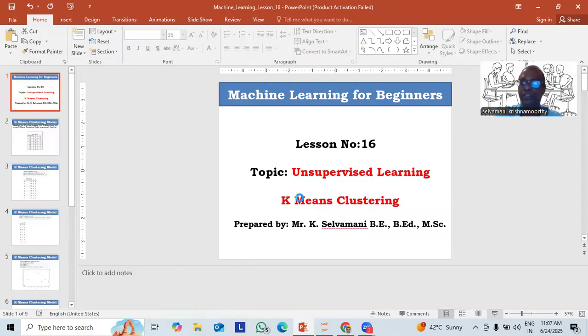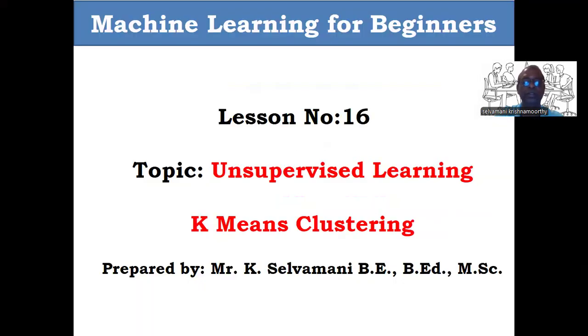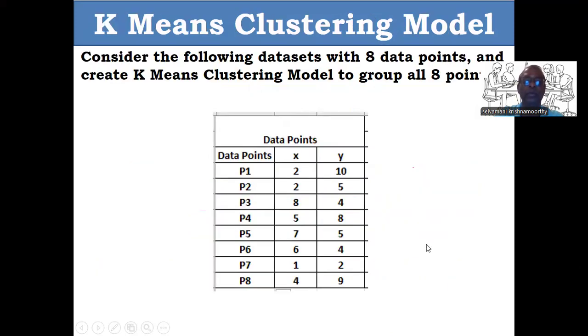See, this is Machine Learning for Beginners, lesson number 16. The topic is Unsupervised Learning, the k-means clustering algorithm. What is our aim? Same aim. We want to create the clusters for 8 different points. Consider the following data set with 8 different data points, X and Y data points. Create a k-means clustering model to group all 8 data points. This is our aim.